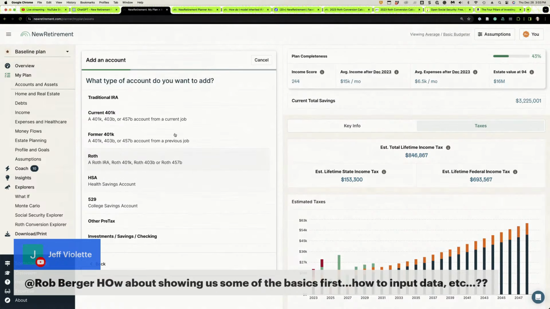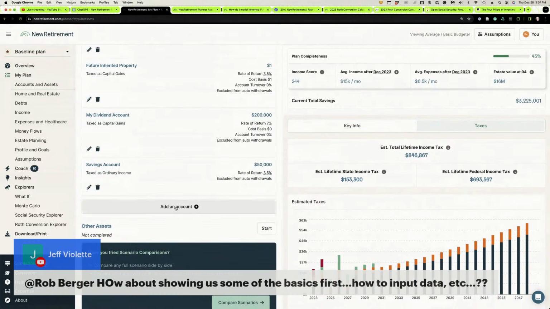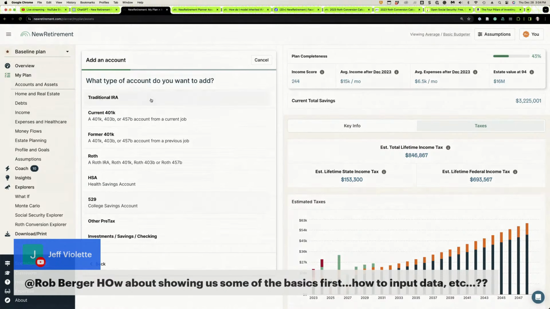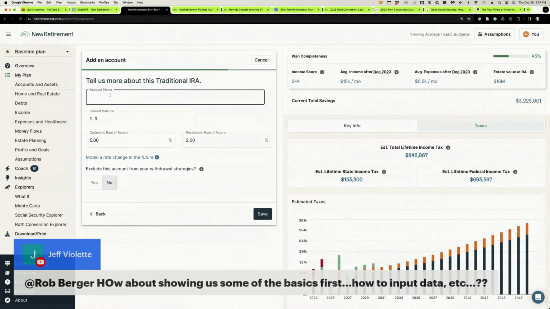You're going to come down here to add an account. I've already obviously got accounts in here, but you're going to add an account. You've got your traditional IRA, current and former 401ks, any Roth accounts, an HSA, 529, any other pre-tax. I don't know what that would be, but I guess there are some. And then all taxable accounts come here. With traditional, this person is not married.